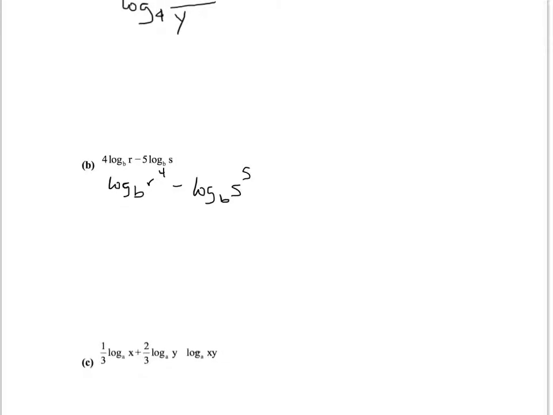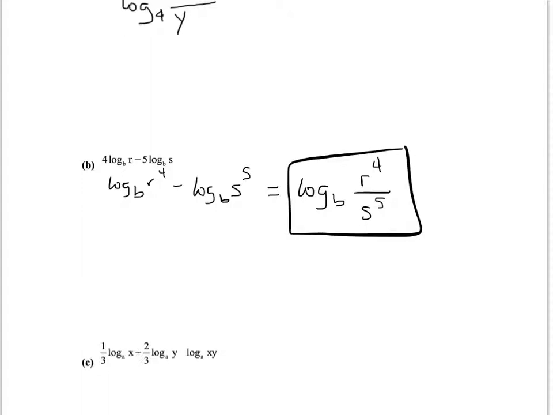Now that I have these two terms written and I see I have a minus sign, that tells me I'm going to have a fraction, I'm ready to write my single log expression. It's going to be log base b of what's on top, the r to the 4th. After the minus sign is where I see the s to the 5th. That goes on the bottom. That's all there is to it.